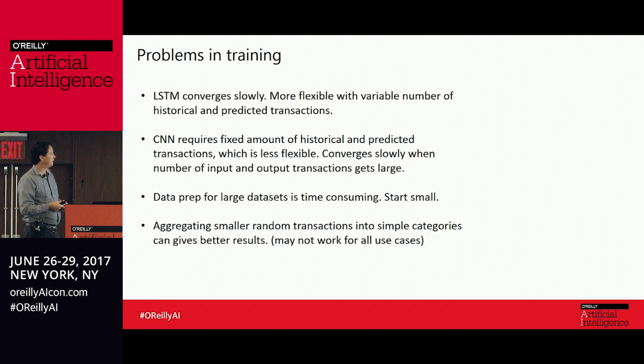A CNN basically requires a large amount of fixed transactions feeding in at once, and then you get a fixed amount coming out. So it's not as flexible. You have to put the same amount in and get the same amount out every time. Whereas with the LSTM, you can say, I only have 20 transactions, so give me the next 3. It's more flexible in that way.